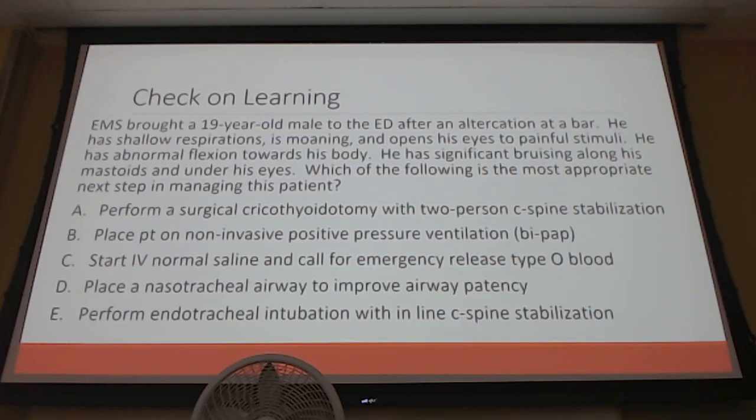EMS brought a 19-year-old male to the ED after an altercation at a bar. He has shallow respiration, moaning, opens his eyes to stimuli. He has abnormal flexion towards the body, with bruising over his mastoids and under his eyes. Which is the most appropriate next step in managing this patient? What do we think? Who says we should perform a surgical cricothyrotomy? Nobody? All right, this one's going to be easy, so intubate.